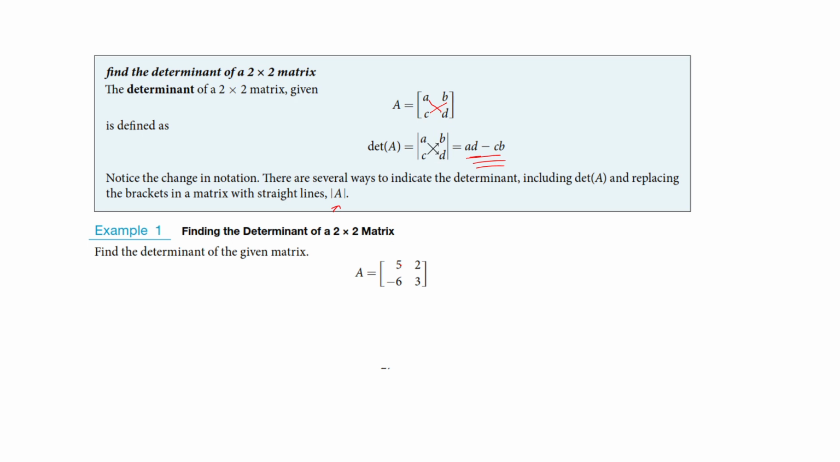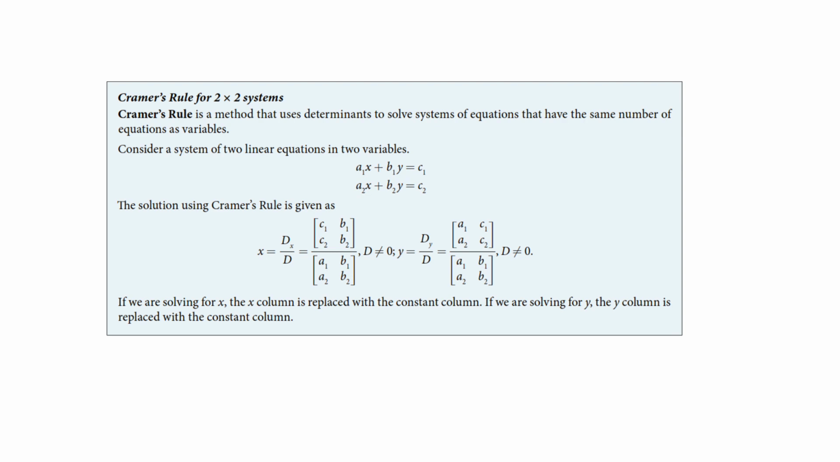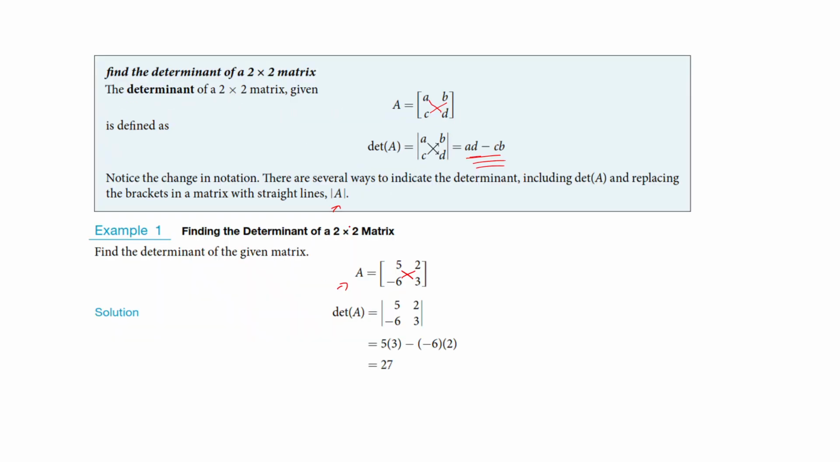So let's take a look here. We're going to find the determinant of this matrix. Well, what we're going to do is we're going to multiply this diagonal from left to right, and then we're going to subtract the multiplication of the other diagonal. So we've got the determinant here. We put it in these absolute value bars to say we're finding the determinant. Multiply the 5 and 3 minus the negative 6 and 2, and we get 27. Okay, so that's a quick lesson here on what a determinant is.